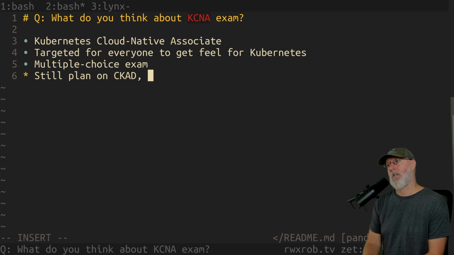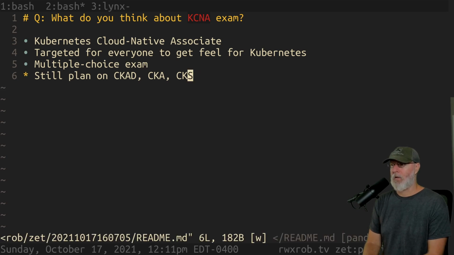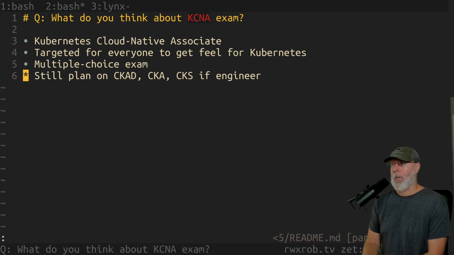The CKAD, the CKA, and the, what is it? Oh, the CKS, the security one. Okay, so if you're an engineer, that's it. I mean, I read about it.